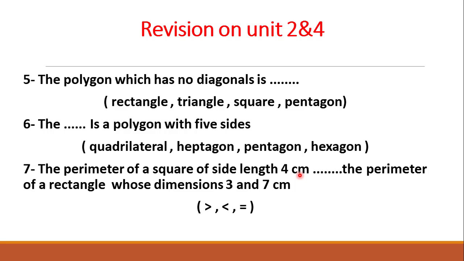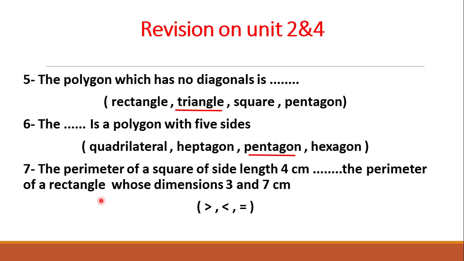Number 5, the polygon which has no diagonals. Which polygon? Triangle. Yes, triangle has 3 sides but no diagonals. Number 6, the polygon with 5 sides. Do you remember? 5 sides, pentagon. Yes, excellent. Quadrilateral, 4 sides. Heptagon, 7 sides. Hexagon, 6 sides. So 5 sides, pentagon.